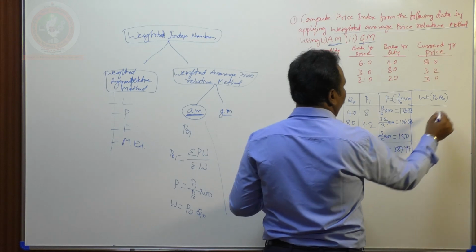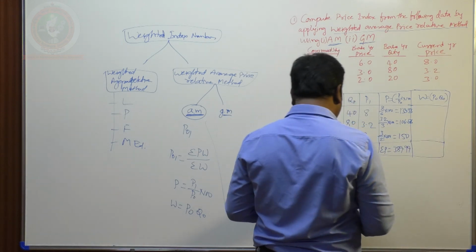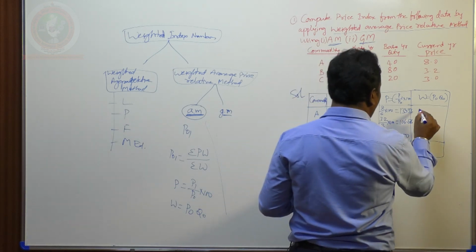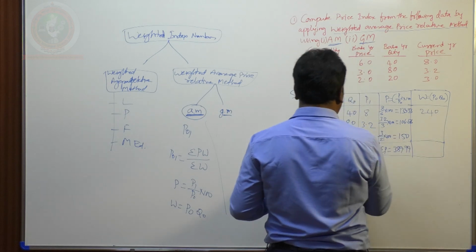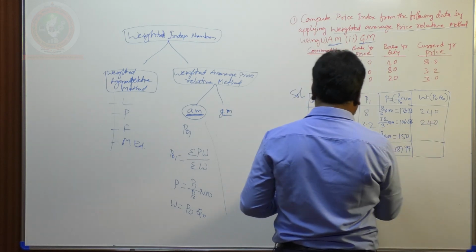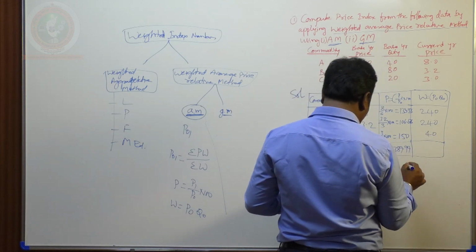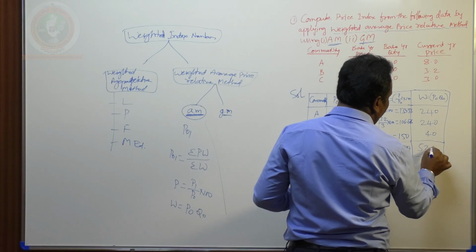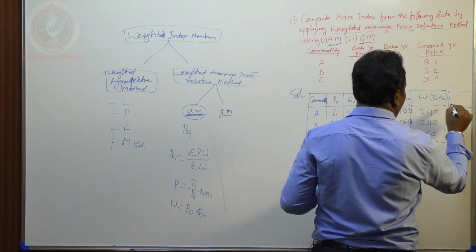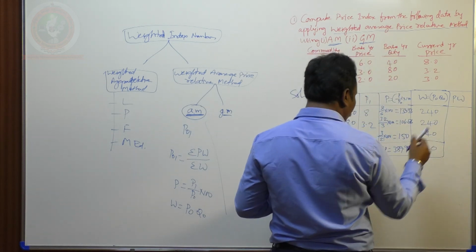Multiplication of these two will give the weights. So that is 6 into 40, that is 240. 3 into 80, so 240. 2 into 20, that is 40. So the total of this is 520. Now in the next column, calculate P into W, the multiplication of these two columns.